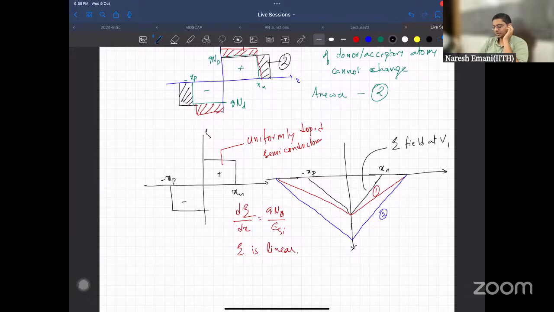1 and 2. My voltage has now increased to V2. Okay, what is the E field at V2 greater than V1? I have more reverse bias, let's say. What happens? The depletion width should increase. So the depletion width has increased here and here, right? Both sides the depletion width has increased.